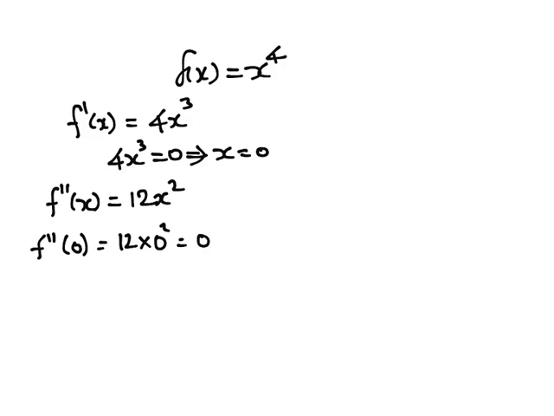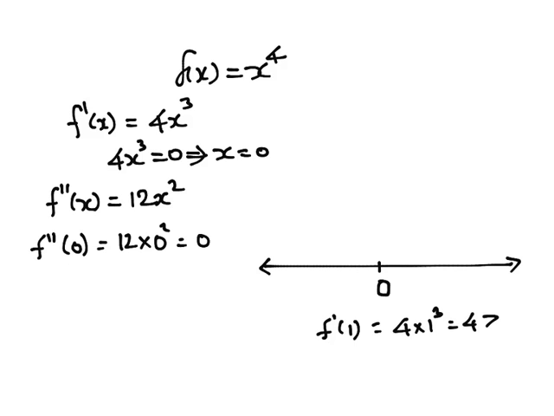Okay, as you can see, the second derivative is 0. So does that mean we'll get a point of inflection? Need not be. So in that case, we need to draw the number line, and you put the stationary point, which is 0 here, and take a value more than 0. Let me take, let's say, 1, and substitute in the first derivative, not the second derivative. So f dash of 1 is 4 into 1 cube, which is 4, which is positive. So f dash of x is positive whenever x is more than 0.